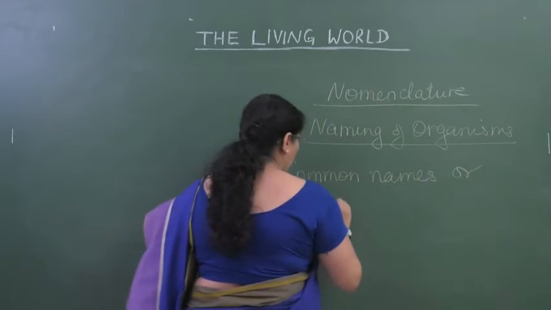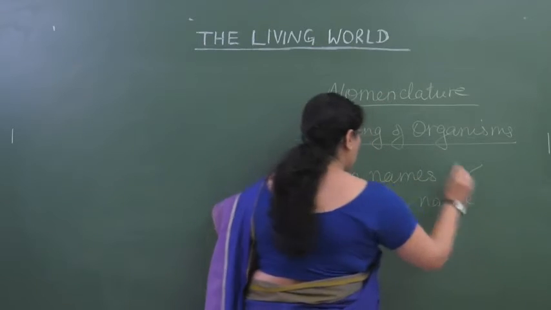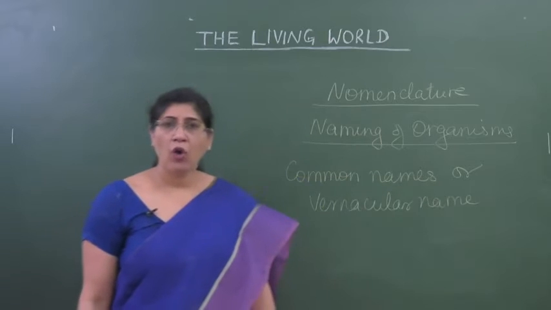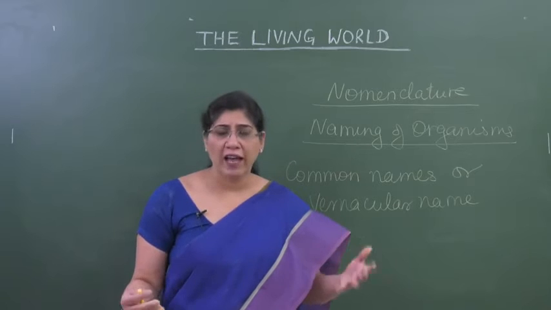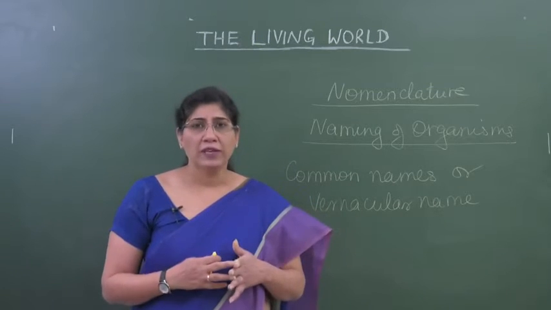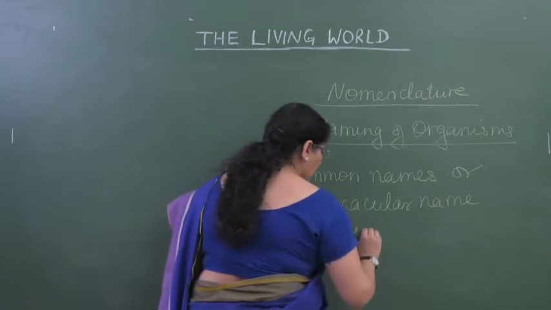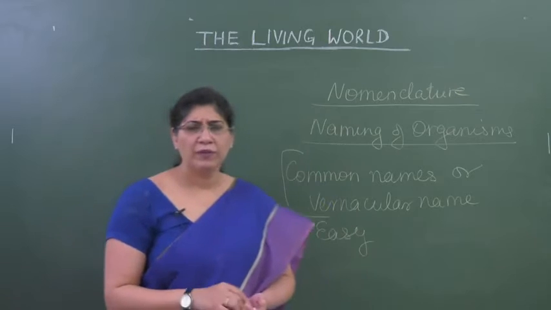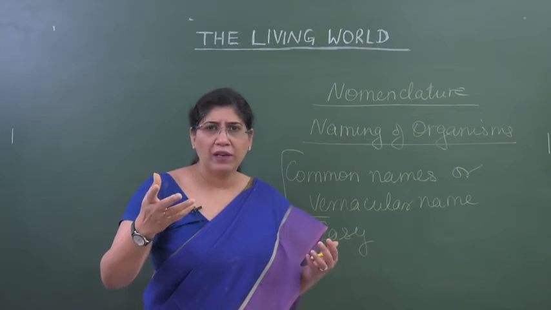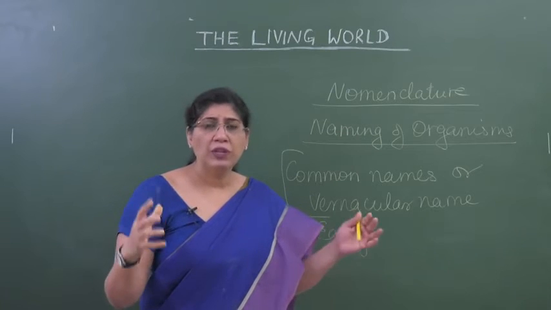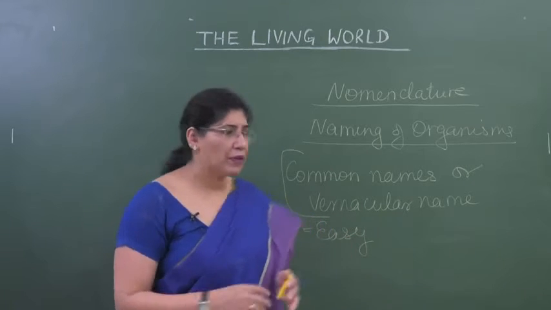So common names or vernacular names. Vernacular name means local language name. Common or vernacular names are usually given to plants and animals which are present around us. Such names are easy. They are from day-to-day language. Tomato, anything, they are easy. What we speak, the language we know. So they are easy not only to remember but to pronounce, everything.